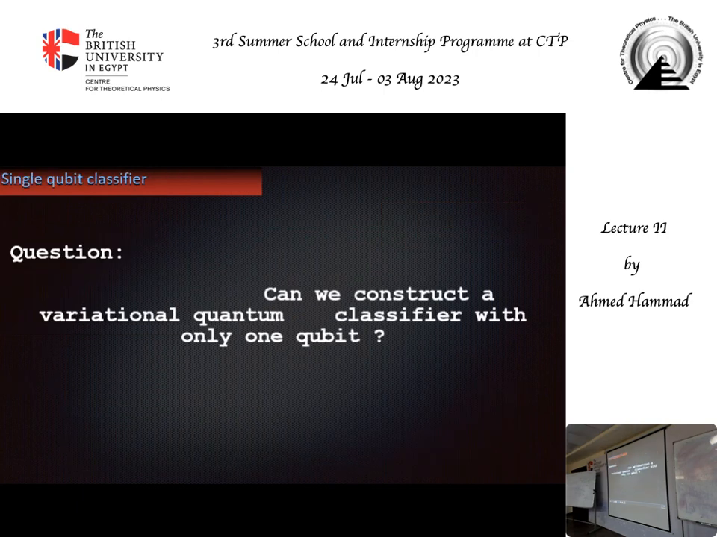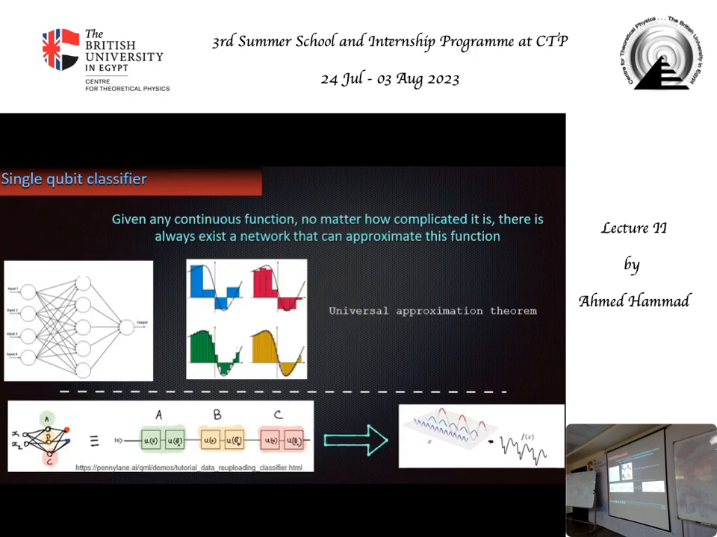Okay, and now the question is, can we construct a variational quantum classifier with only one qubit? And the answer is yes, we can do that. Of course, we have some comparison using the universal approximation theorem. This universal approximation theorem first originated to explain how a neural network with only one hidden layer can approximate any function, no matter how complicated the function is, right? And then we explain how this takes place, right?